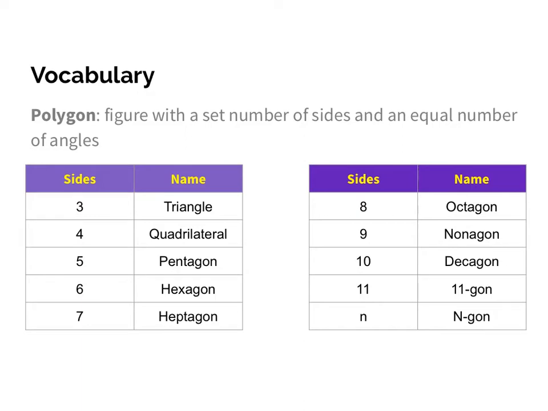So understand that we're looking at what's called a polygon. A polygon is any shape with a set number of sides and an equal number of angles. Last chapter we dealt with triangles, which have 3 sides and 3 angles. This chapter, we're going to focus on quadrilaterals, which have 4 sides and 4 angles. You can go up to pentagons, all the way up to 10 sides and 10 angles, which would be a decagon, and you might see some of these other terms used.